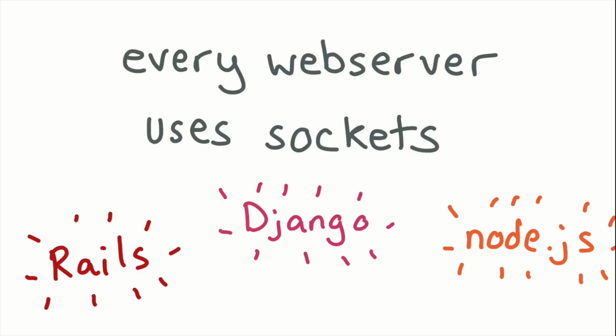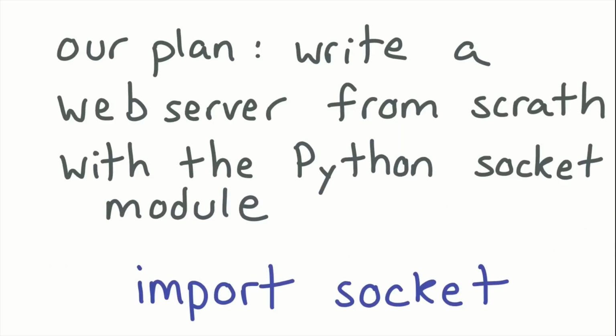So in principle, to write a web server using sockets, all you have to do is write a web server in literally any programming language, and then you're using sockets. But obviously, that's not the point here. The idea is that we're going to write a web server from scratch with the raw socket interface in Python. So we're going to import socket, and then go from there. We're not going to use any libraries except insofar as the socket module is a library, but it's built into Python.